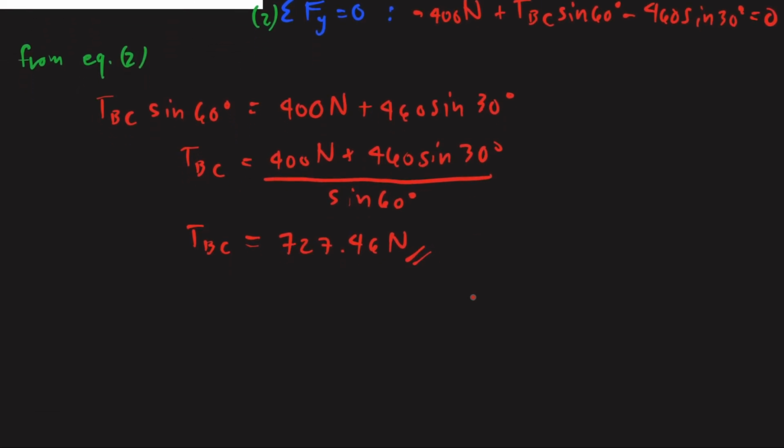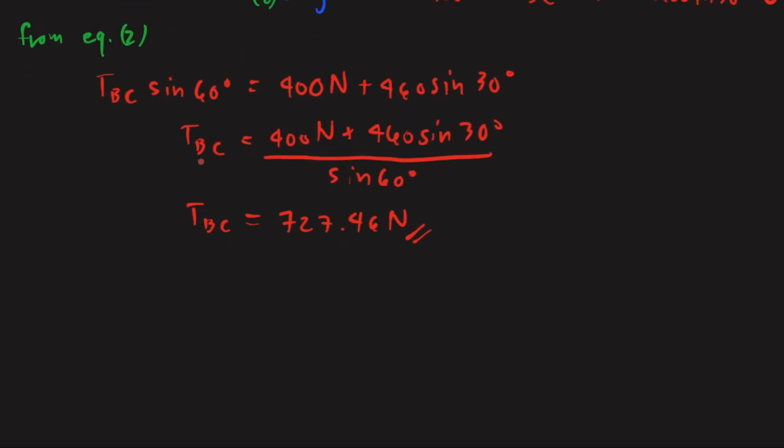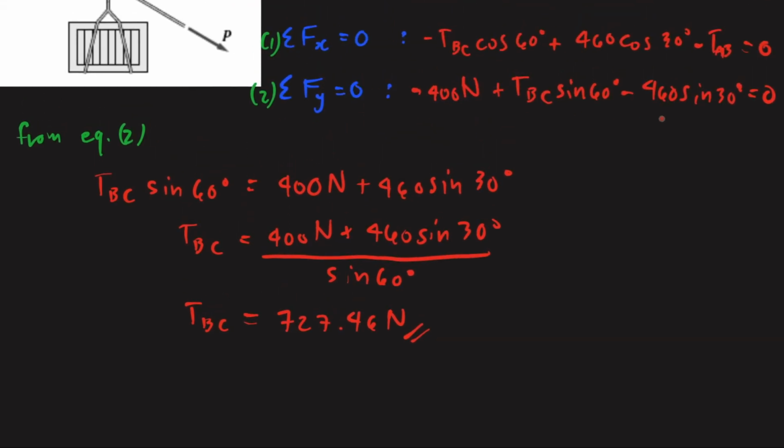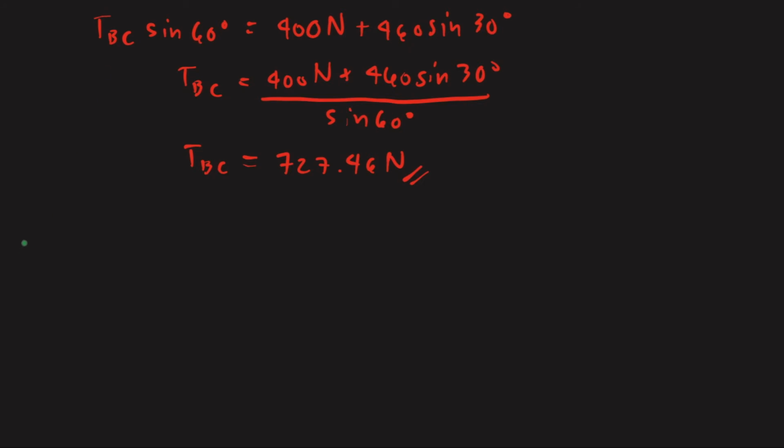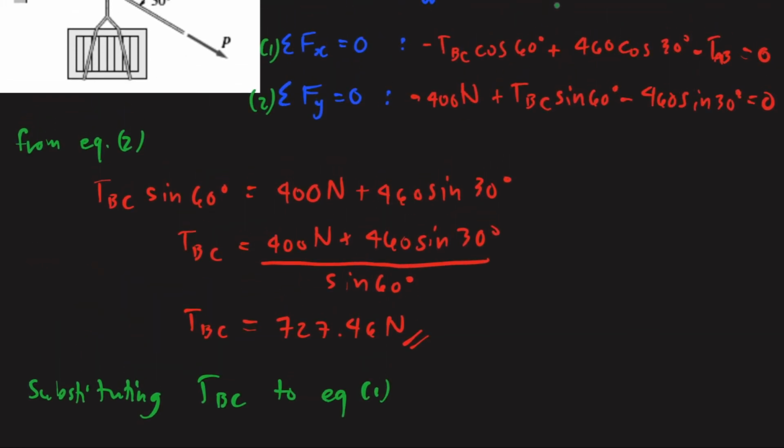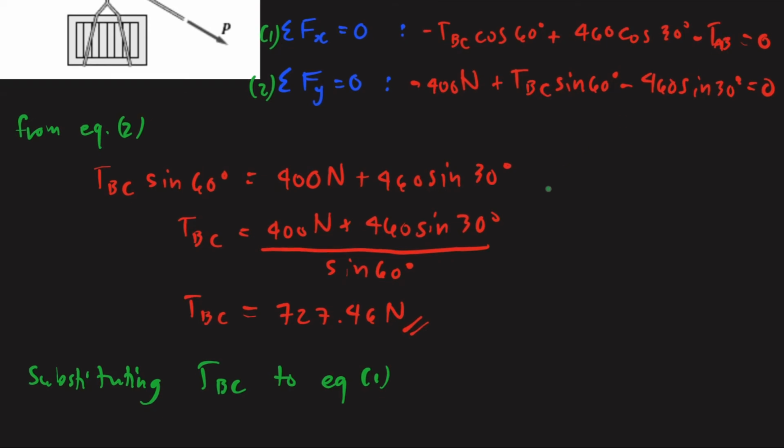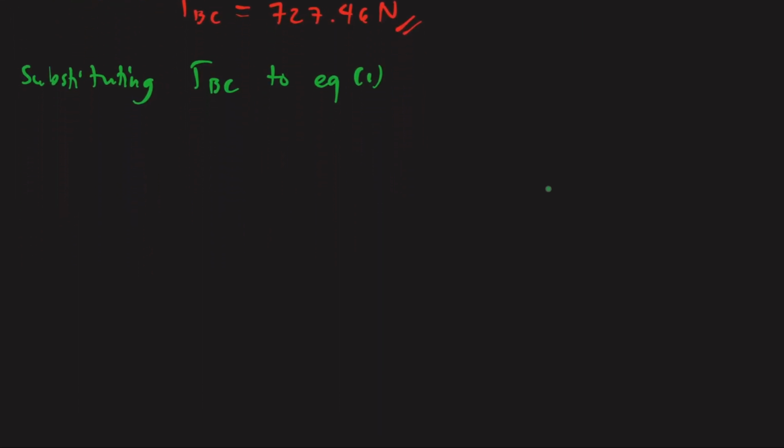Now to get the other one, we can substitute this value here. Okay, so substituting TBC to equation 1, since we have here negative TBC cosine 60 plus 460 cosine 30 minus TAB, we will be able to solve for TAB after substituting. Okay, let's do that.